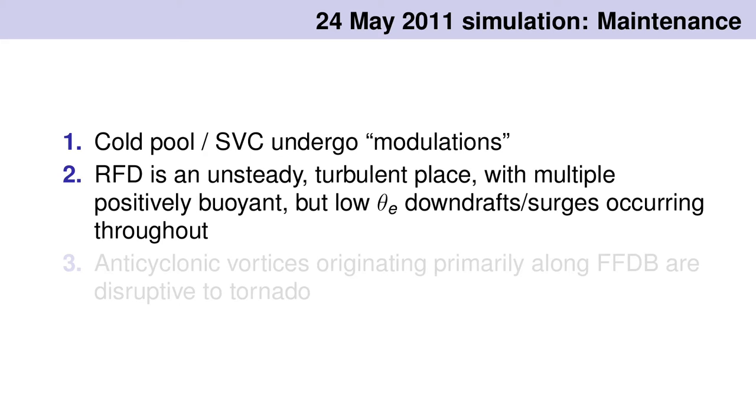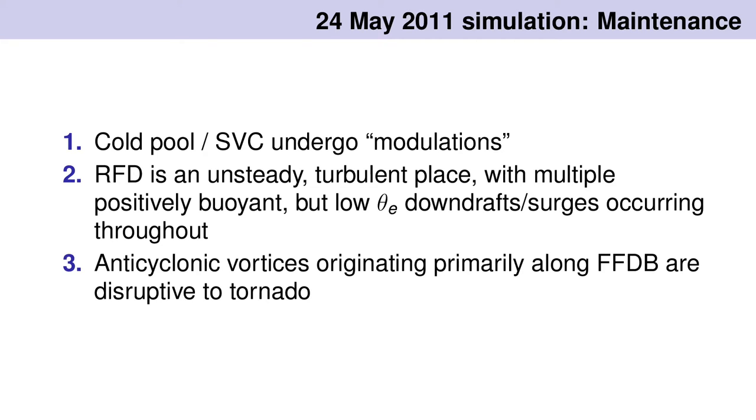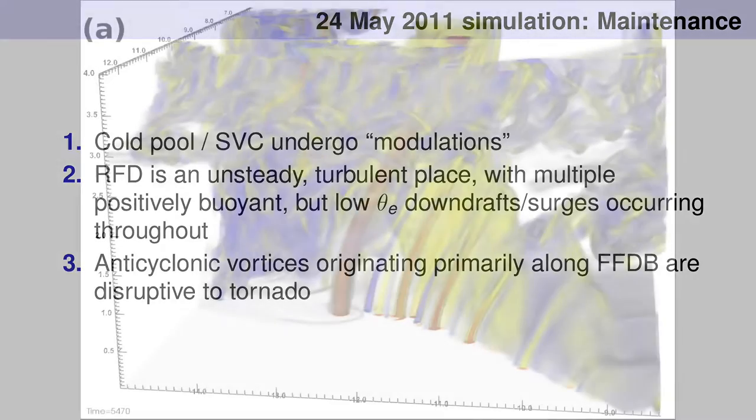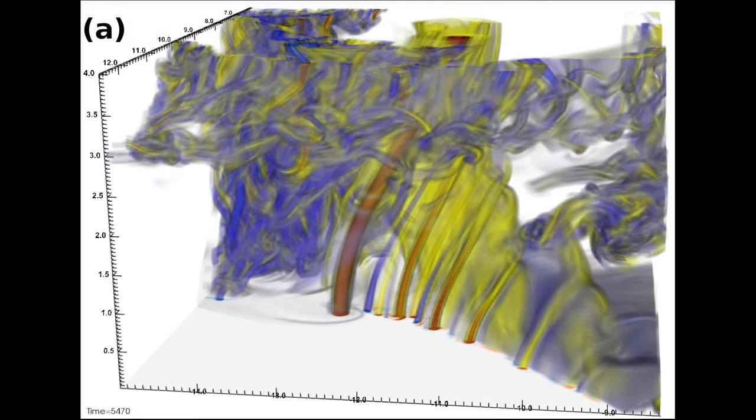So over the maintenance phase, when it's just churning along, we see some modulations in the cold pool and the SVC, where it gets stronger and weaker, warmer and cooler. The RFD is very unsteady. We see some very low theta-e air near the surface, which needs to be explained. Anticyclonic vortices originating along the forward flank downdraft boundary actually disrupt the tornado.